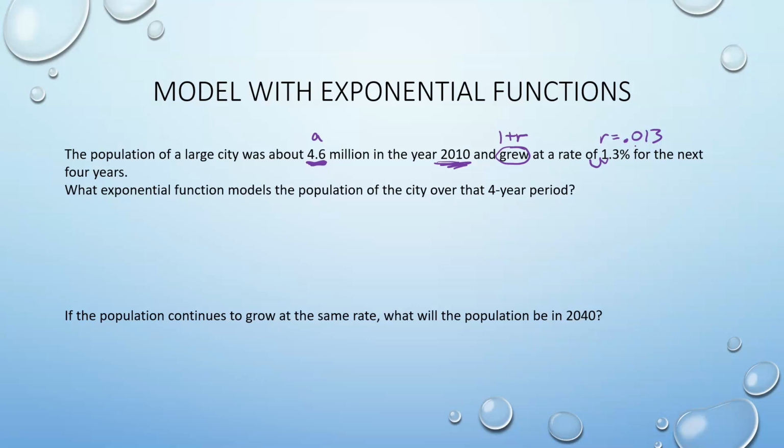Okay, so when I go to write my exponential function, as we saw in the last one, we would do a of t, or you could do f of x, it doesn't matter, equals 4.6. Now we'll have to remember later that that's in millions, times 1 plus, because it's growth, this r that I converted to a decimal, 0.013. If you have a t here, you have to put a t here.